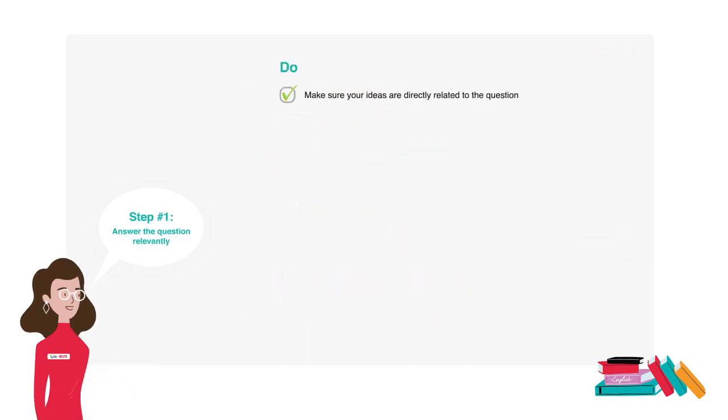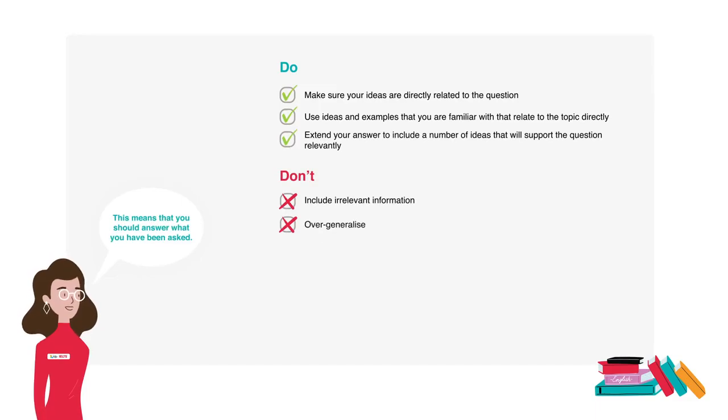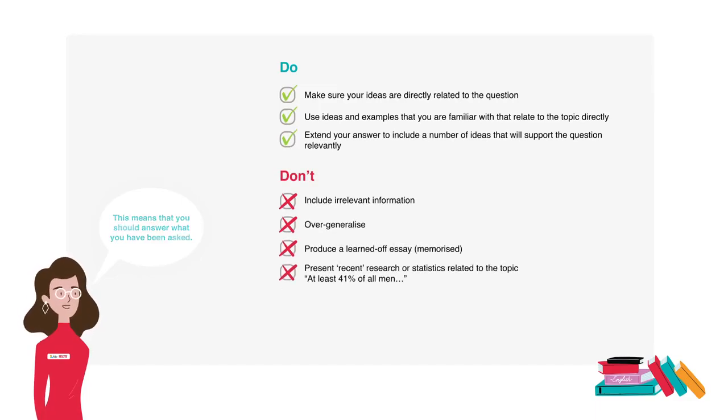Step 1. Answer the question relevantly. This means that you should answer what you have been asked. Don't produce an essay that is close to the topic that you have already prepared. You will also need to make sure that your examples and ideas are relevant. If you generalise too much and are not specific enough, this will impact how your ideas come across.